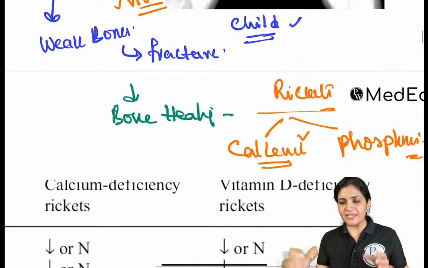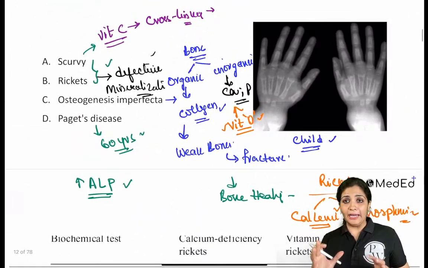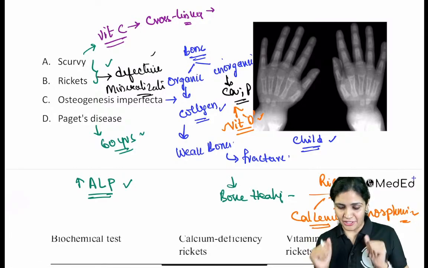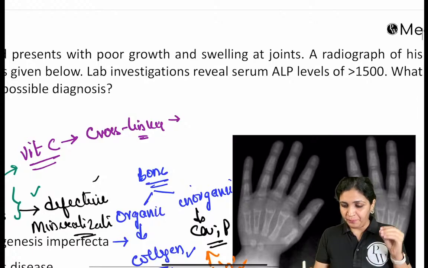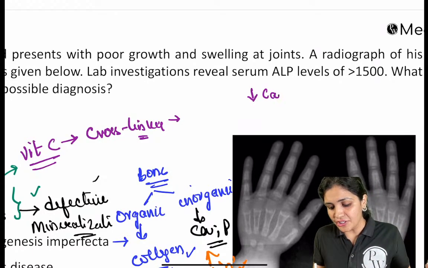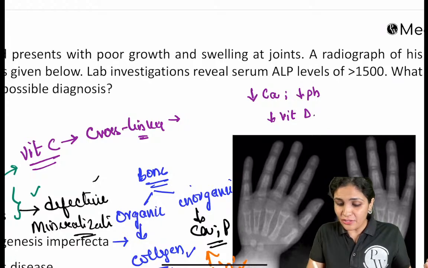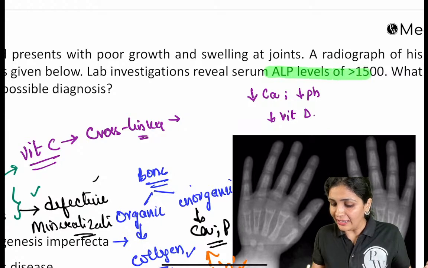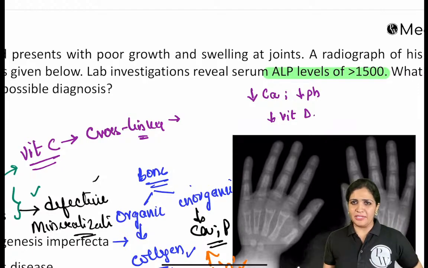So these are two important rickets, the calcipenic and the phosphopenic rickets, and both are important for your bone mineralization, that you have to remember. And what I'm trying to tell you here is, in case of rickets, you already know that there is a decrease in calcium, a decrease in phosphorus, and a decrease in vitamin D. But what you have to remember is there is always an increase in your alkaline phosphatase levels of more than up to maybe 2000 international units, right?